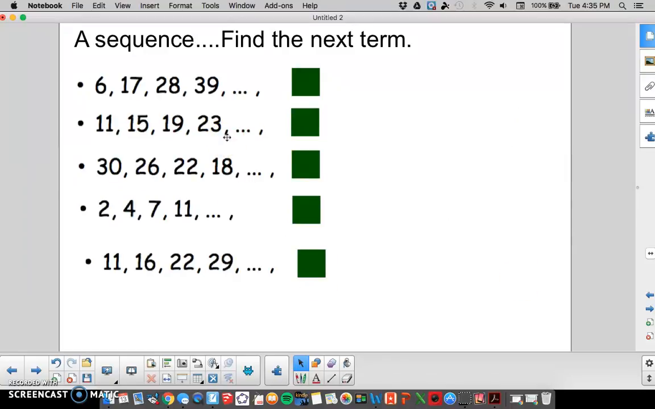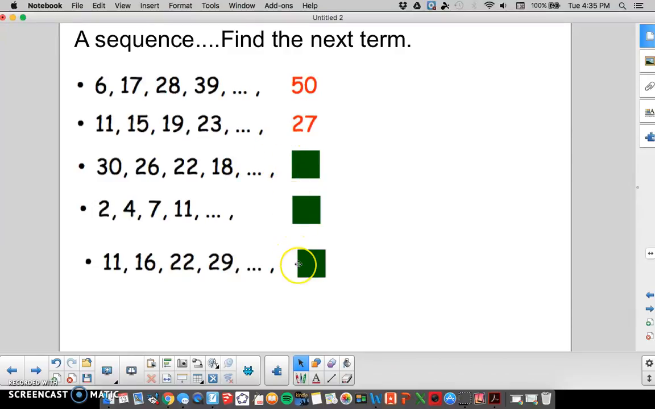We can also make conclusions on sequences of numbers. So looking at this first sequence, notice we have 6, then 17, then 28, then 39. Well, what's happening here? Notice that for this sequence, we're just adding 11. So finding the next term, I'm going to add 11, and I get 50. For this next one, from 11 to 15, from 15 to 19, 19 to 23, all I'm doing is adding 4 each time. So my next one should be 27.